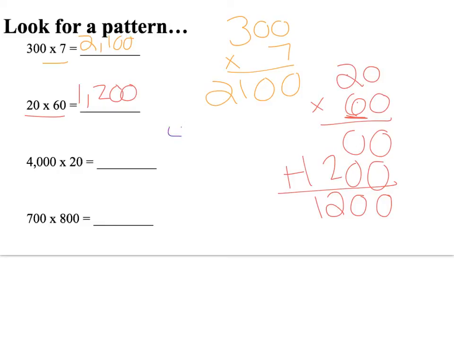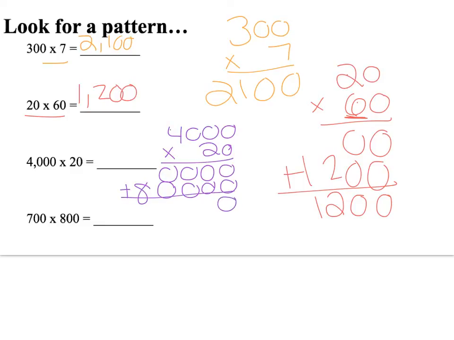Problem 3, we have 4,000 times 20. 0 times 0 is 0, 0 times 0 is 0, 0 times 0 is 0, and 0 times 4 is, again, 0. Placeholder 0, 2 times 0, 2 times 0, 2 times 0, 2 times 4 is 8. Add it together, and you get 80,000. If you look at the two non-zero digits, we have a 4 and a 2. Multiplied gives us 8. And between the two numbers, we have 1, 2, 3, 4 zeros, and we have 4 zeros in our product.